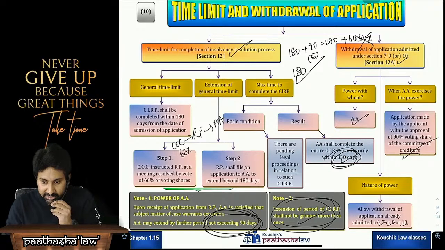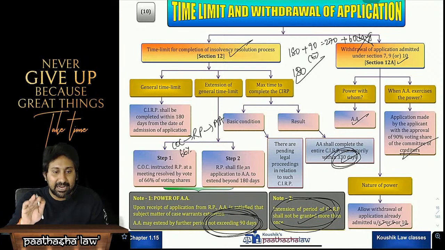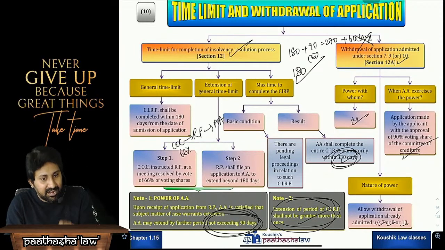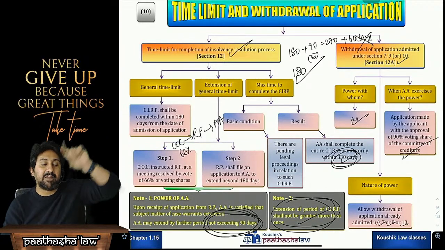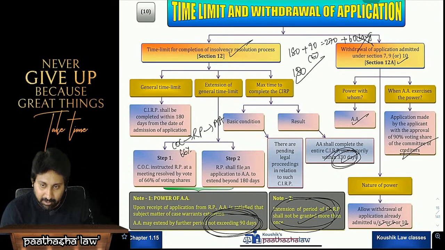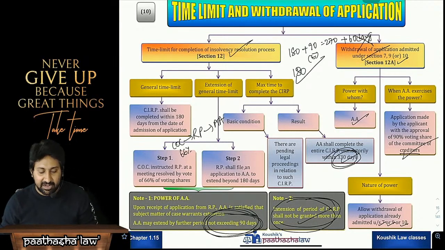Okay. So this is the point. The main point that everyone has to understand is this is the basic idea. It is not an extension. It is a time limit for completion by the NCLT. Even if you completed 100 days, 230 extra days will be there for NCLT to complete this particular process of CIRP. Implementation also should be complete. That's the idea. Withdrawal of application admitted under section number 7, 9 or 10.